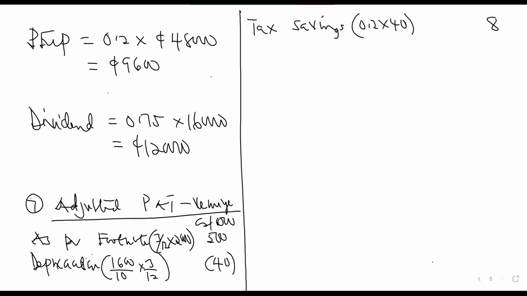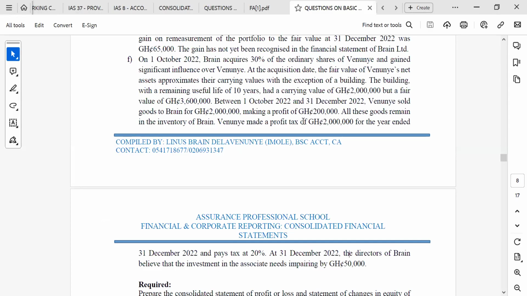Let's come to the issue of the provision for the unrealized profits. So we come to Venunia sold goods to Brain for 2 million, making a profit of what? 200. All these goods remain in the inventory of Brain. So the profits are yet to be realized. There is a close relationship between Brain and Venunia.